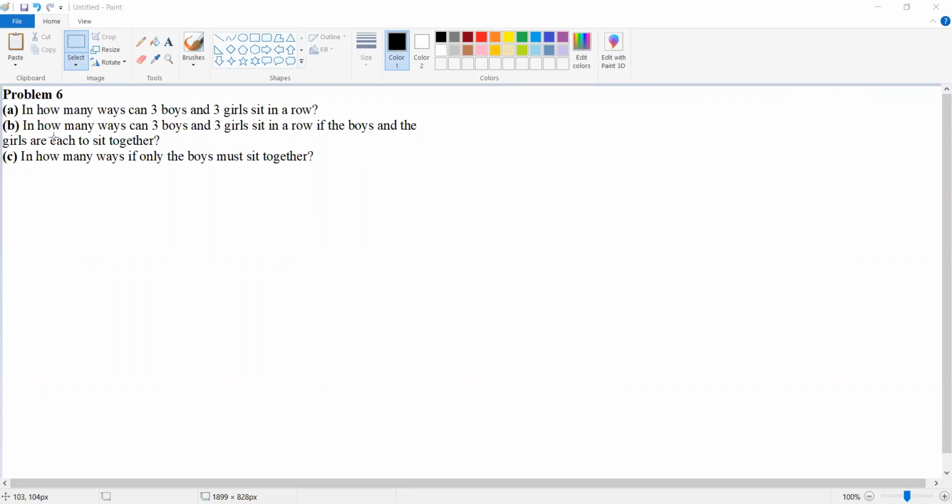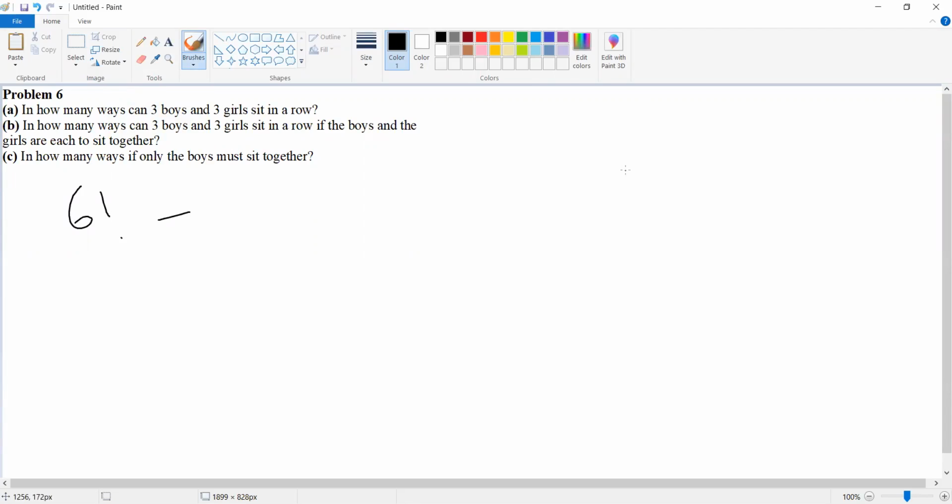Now this problem is also another permutations problem. It's saying that we have a set of 3 boys and 3 girls. How many ways can you sit them in a row? Since we haven't distinguished between boys and girls, it's going to be 6 factorial. Whether you seat a boy first or a girl first doesn't make a difference, however you seat them is not an issue.